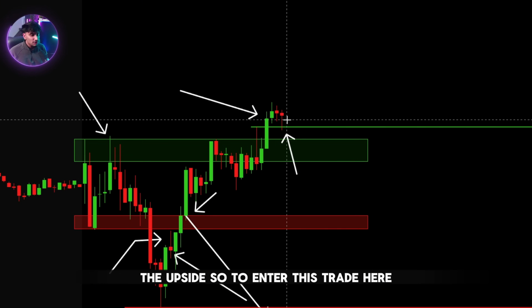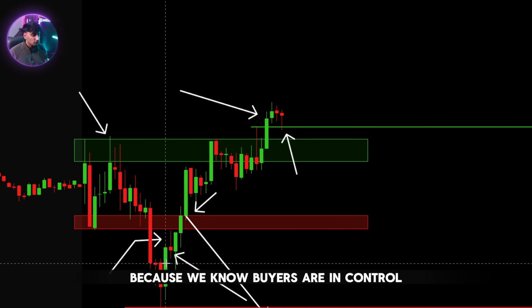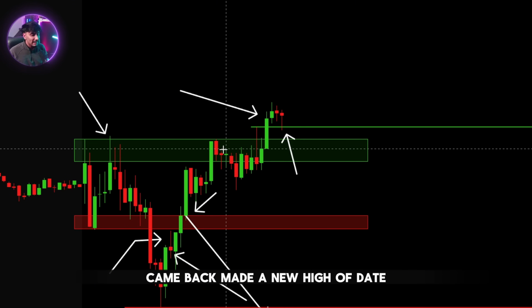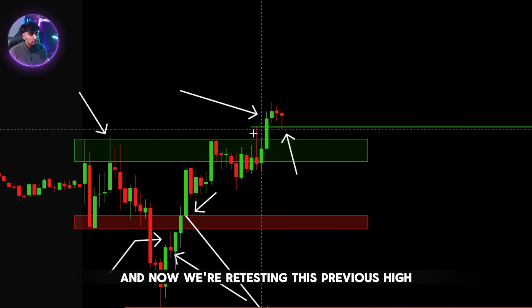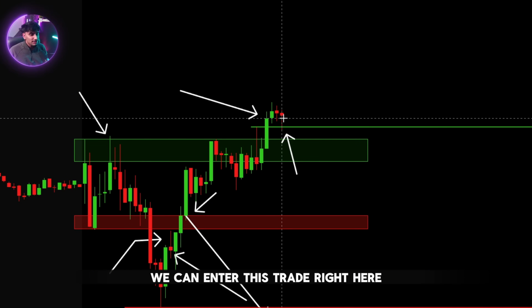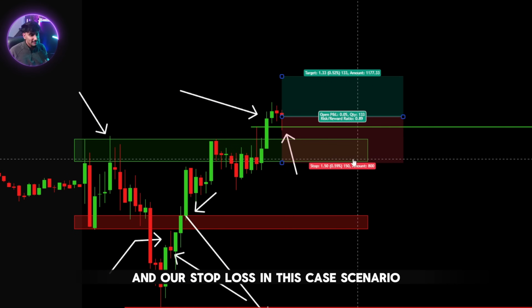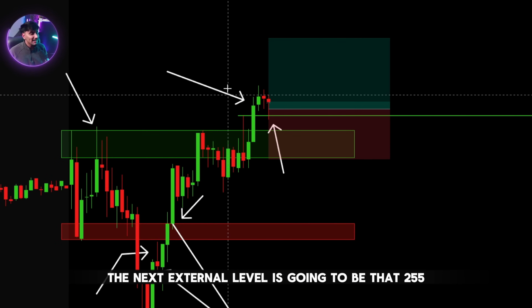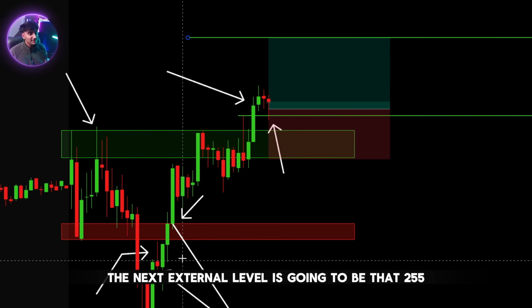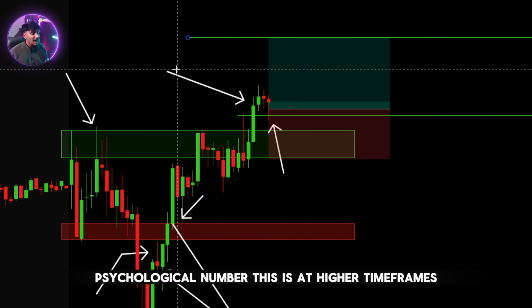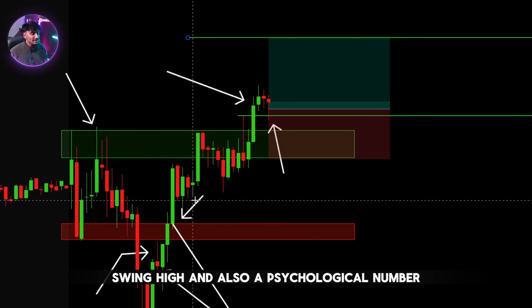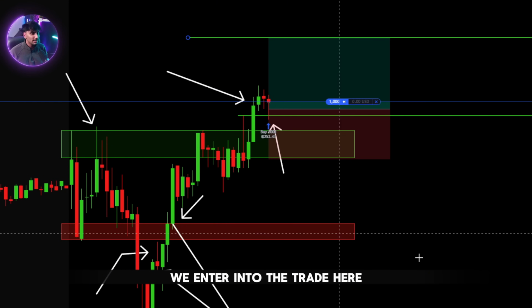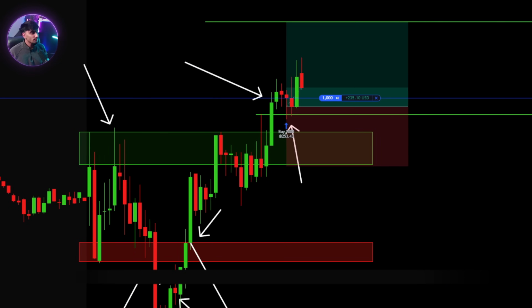So to enter this trade here, because we know buyers are in control, because we of course swept those lows, came back, made new high of day, and now we're retesting this previous high, we can enter this trade right here. And our stop loss in this case scenario can simply be a break of this internal high. After high of day, the next external level is going to be that 255 psychological number. This is a higher time frame swing high and also a psychological number. We enter into the trade here and see exactly what happens.